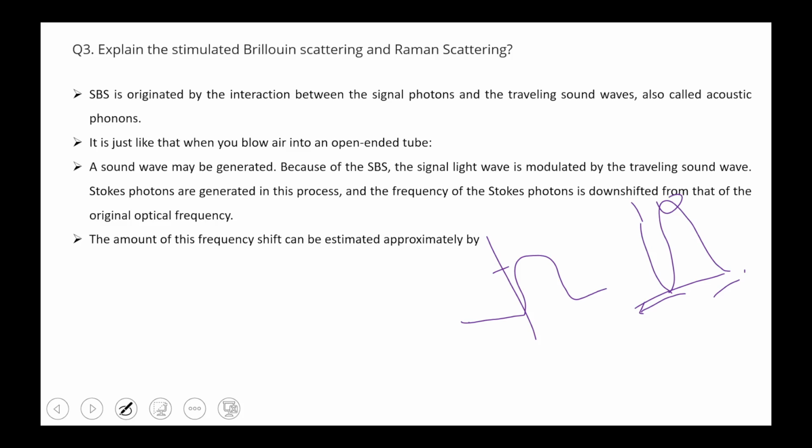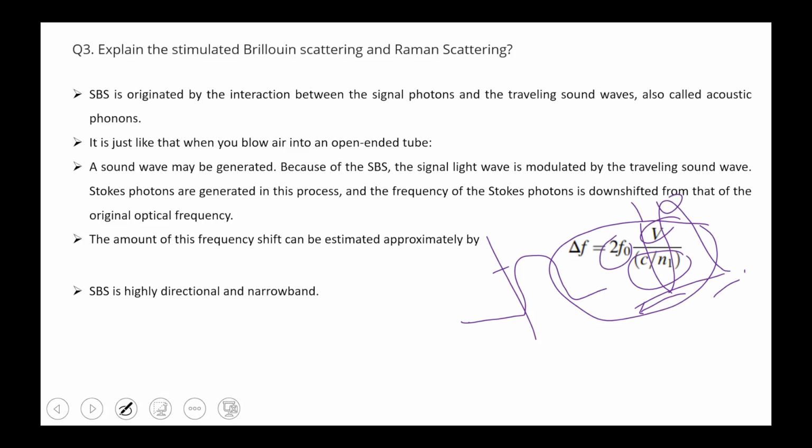So the amount of the frequency shift can be approximated by delta f equal to 2 f naught v upon c, where f naught is the original frequency of the signal, v is the speed of the sound wave, and c is the speed of light. Through this we can calculate the change in frequency, the downshift, due to the SBS effect.